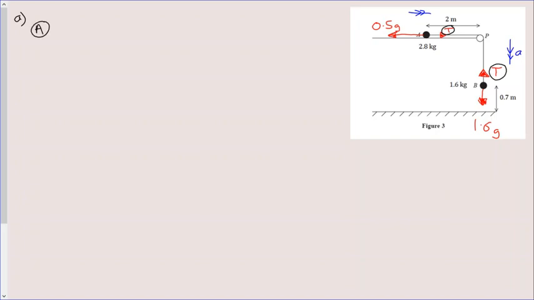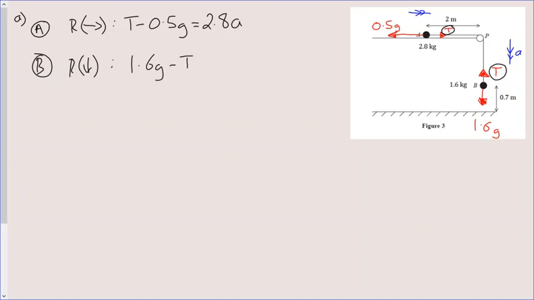Okay, so if I take particle A and particle B, I'm going to resolve to the right. So we've got T minus 0.5 G is equal to mass times acceleration. The mass of the particle is 2.8, so it's going to be 2.8 A. And then the force equation for B, I'm going to resolve downwards in the positive direction. That's going to be 1.6 G minus T is equal to mass times acceleration, so 1.6 A.